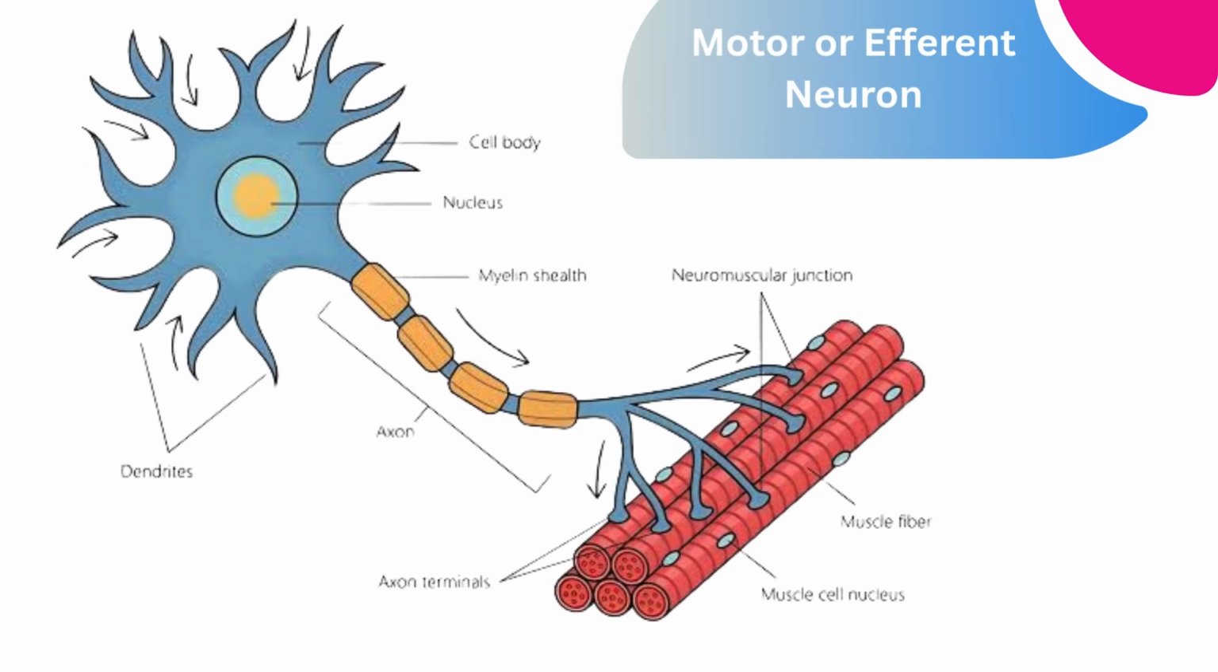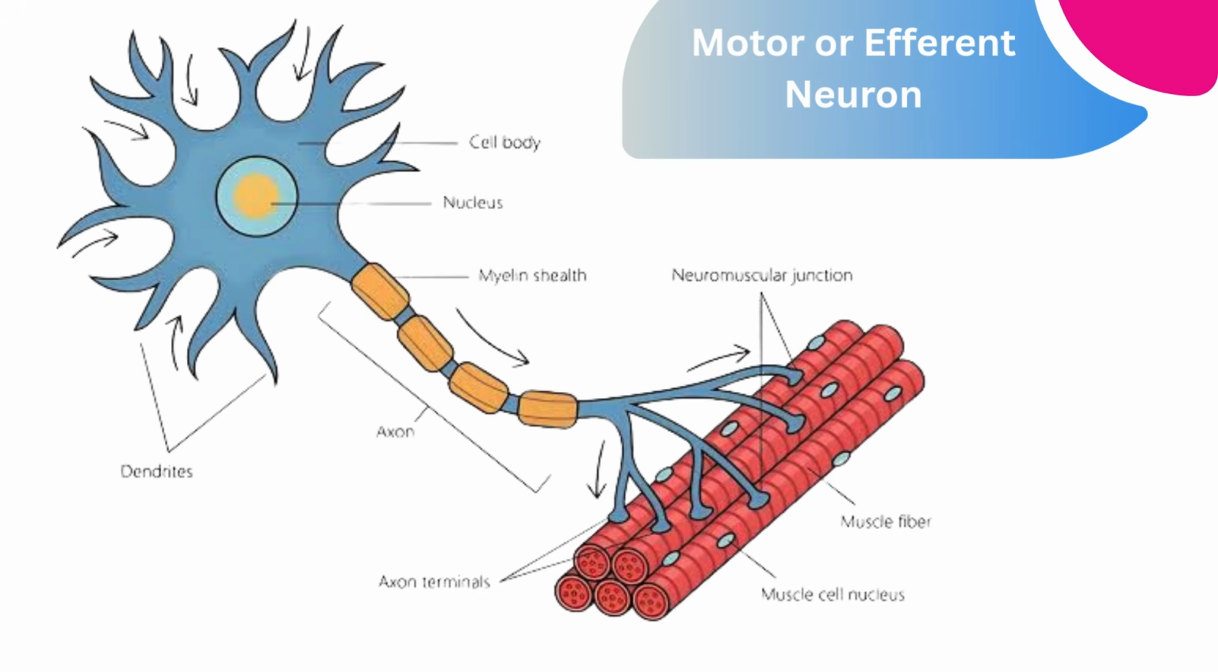Motor or efferent neurons are specialized cells that transmit impulses from the central nervous system, that is the brain and the spinal cord, to the skeletal muscles, enabling movement. They are specialized for voluntary and involuntary actions like walking, talking, and heartbeats. Motor neurons are classified as either upper or lower motor neurons, each playing a distinct role in the movement process.